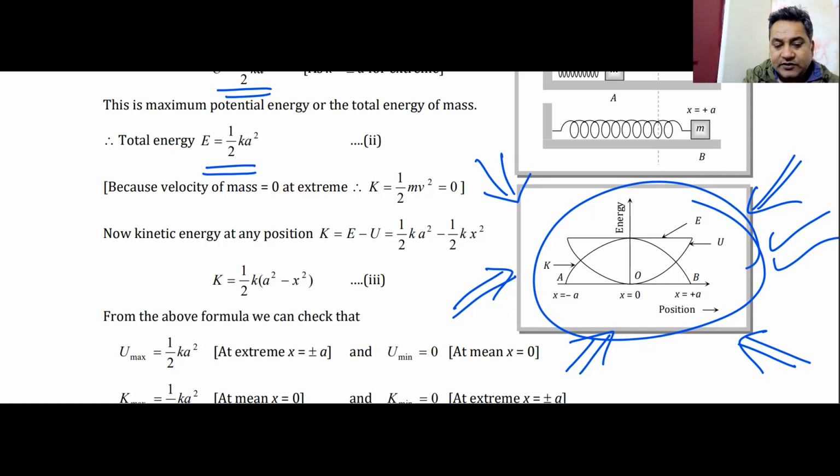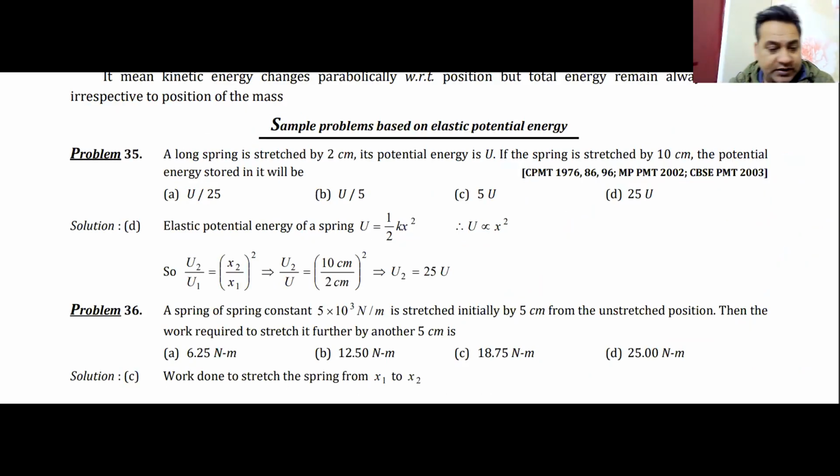This is the first problem, and as you can see, it has come multiple times in PMT, CPMT, or whatever it is. It was previously known as PMT and CPMT, now NEET. So you can vouch that it can come again. These are the types of problems.